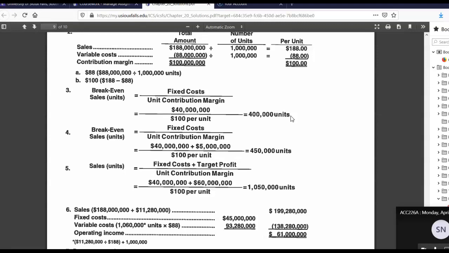If somebody could answer this question, I don't care who, if we sold 400,001, so 400,000 plus one more unit, then how much would we make? Anybody want to give me the answer for that? How much would we make if we sold 400,001 units?